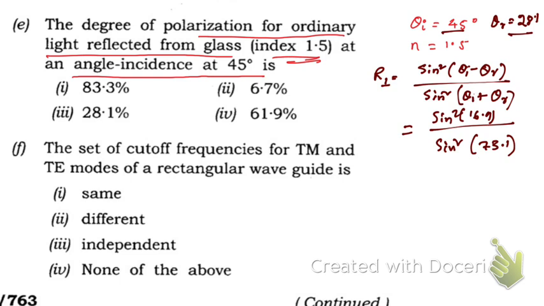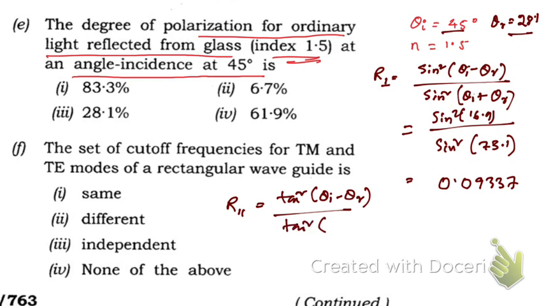So here I have used the calculator, instead of doing that, and after calculating all these square values and dividing, we have got 0.09337 approximately. And then you can find r parallel, that is equal to tan square (theta I minus theta r) by tan square (theta I plus theta r). That's what we can do.